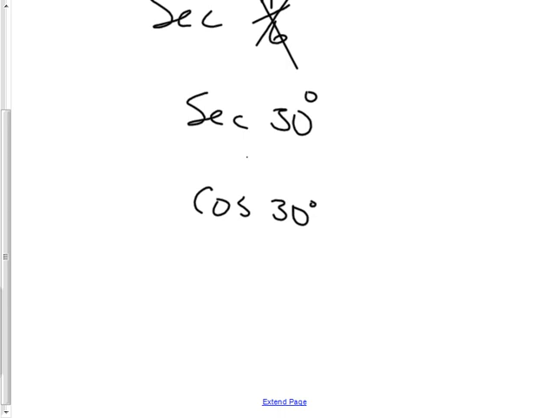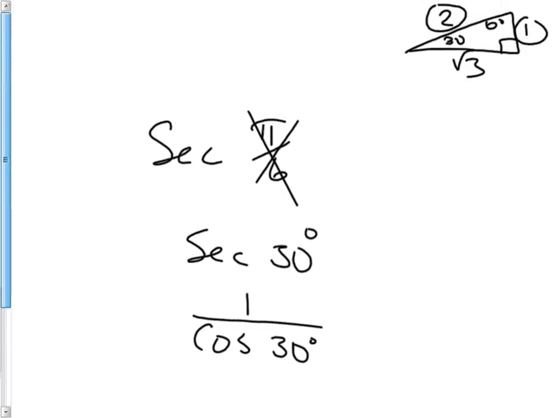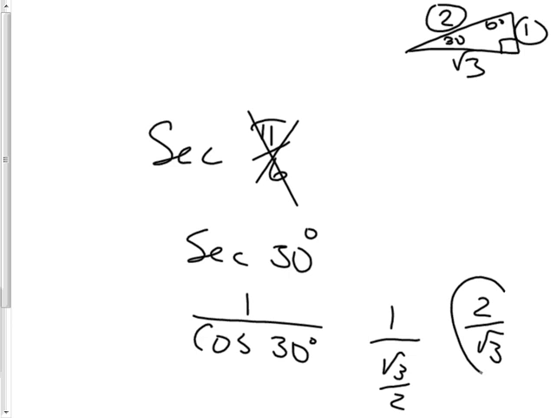So I'm going to put a 1 over cosine of 30 to remind myself to flip it at the end, because you can't just change secant to cosine. They're not the same. But I can change secant of 30 to 1 over cosine of 30. Cosine's adjacent over hypotenuse, that's root 3 over 2. So that's 1 over root 3 over 2. And that reminds me to flip it, because the answer is not root 3 over 2. It's 2 over root 3.